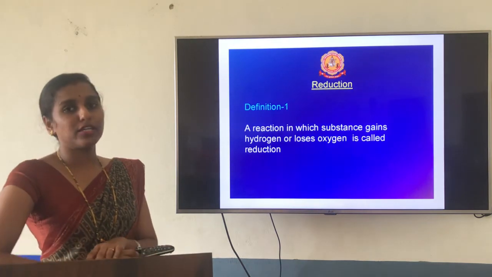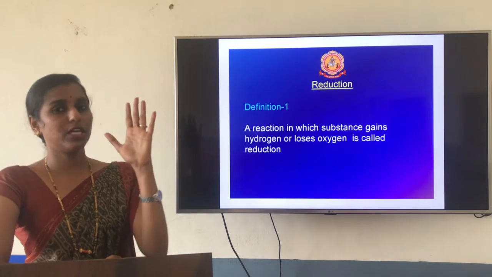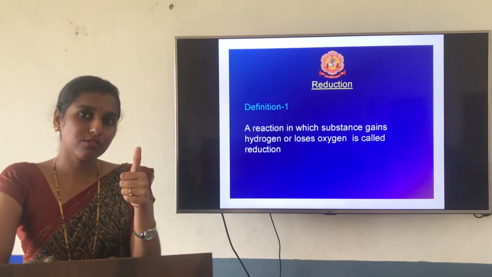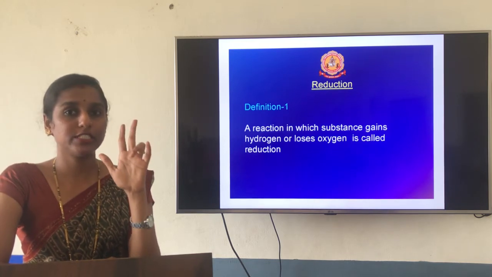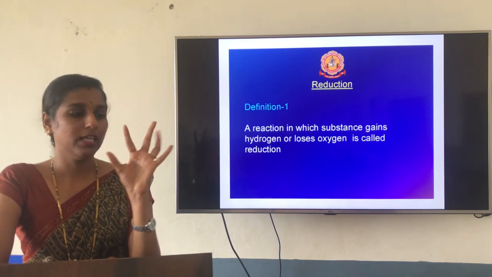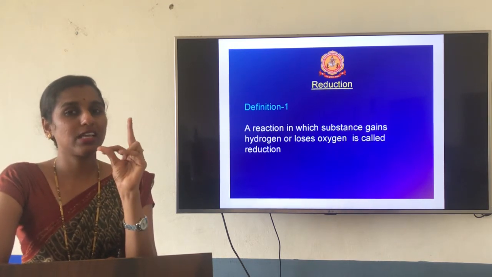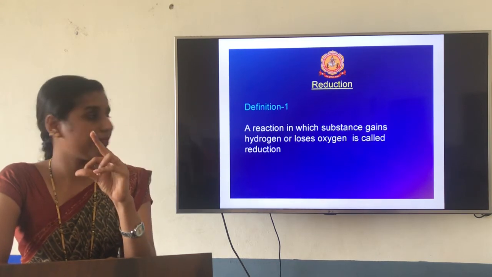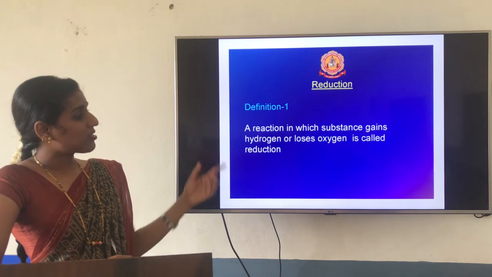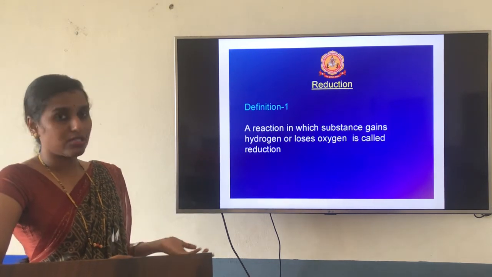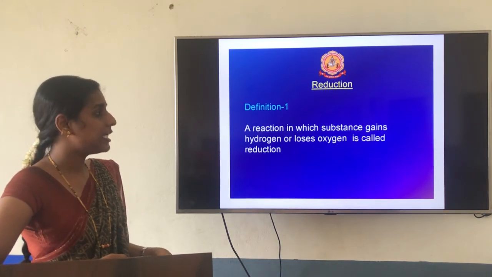Next one, reduction. What is meant by reduction? I guess you understood oxidation. Oxidation is addition of oxygen or removal of hydrogen, or in terms of electrons, losing of electrons. The first two concepts you already know. The last one, that oxidation is losing of electrons, you remember. Now reduction is nothing but if a substance loses oxygen and gains hydrogen, then you are going to call it reduction.